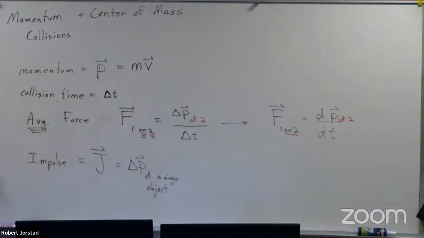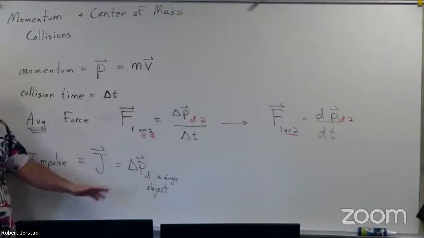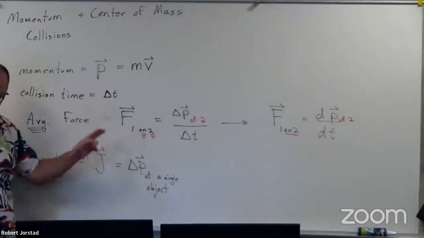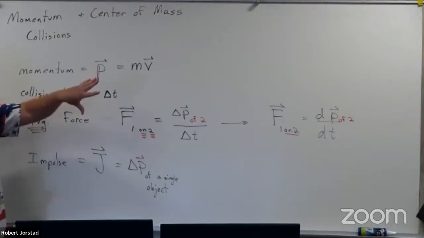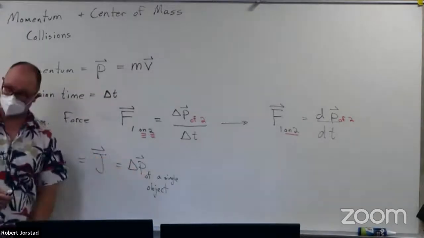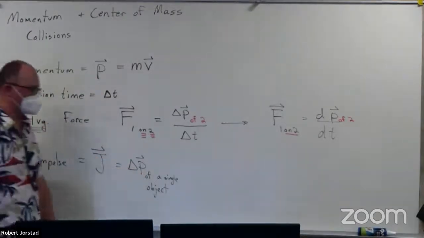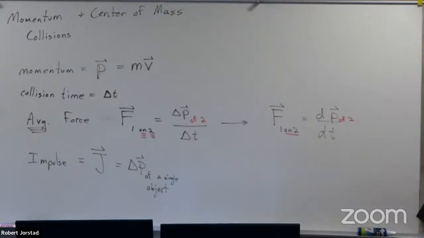So impulse is J. It's a vector. It has to do with the change in momentum of a single object. For example, this marker, I can produce an impulse on it and change its momentum, right? I changed the marker's momentum. There was impulse on that marker.